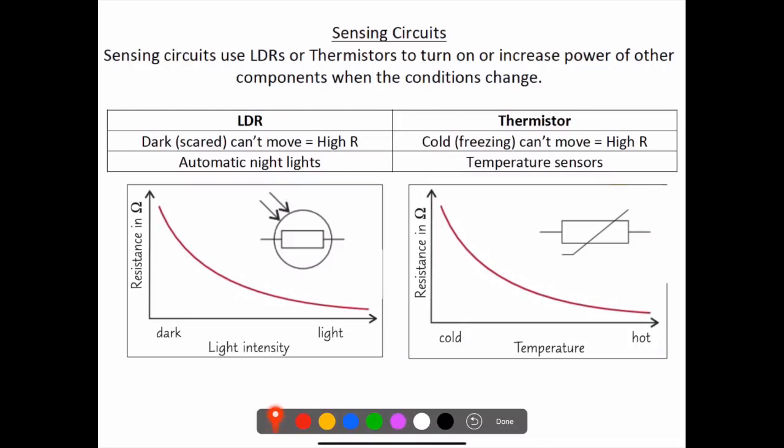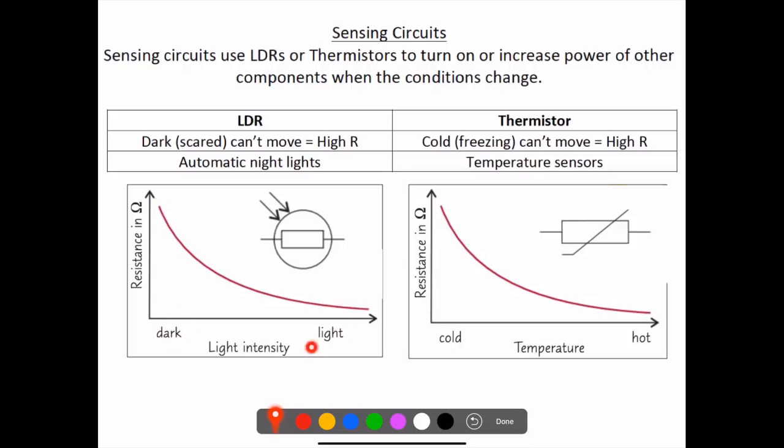So with an LDR, as you can see, the resistance changes based on light intensity, and for a thermistor, resistance changes based on temperature. Now, a good way to remember that is LDR: when it's dark, it's scared, so it can't move. Can't move means high resistance because it doesn't flow. So LDR in darkness, high resistance.